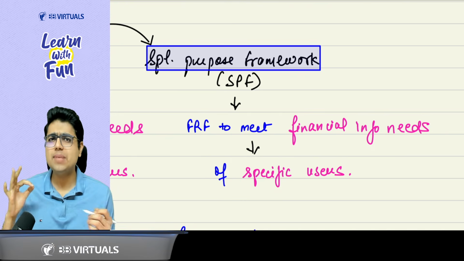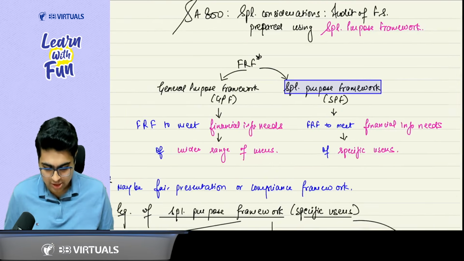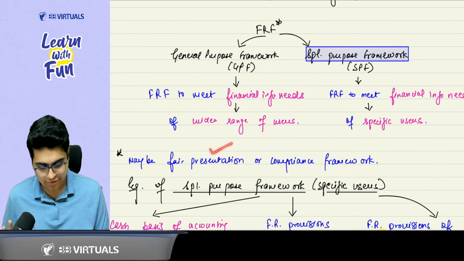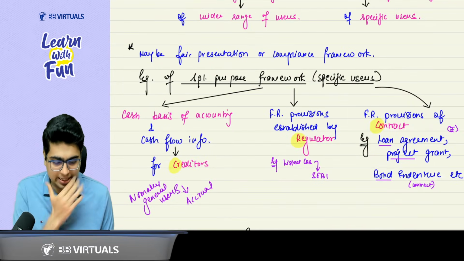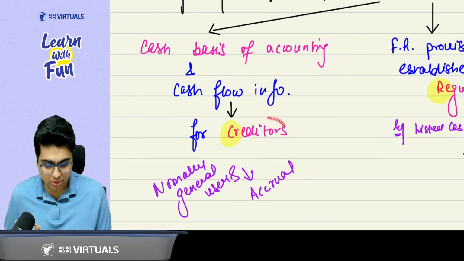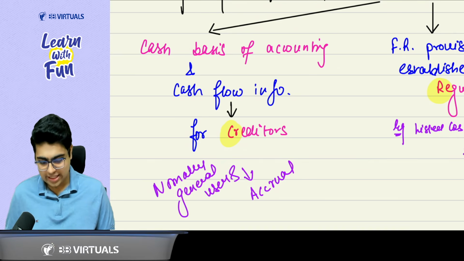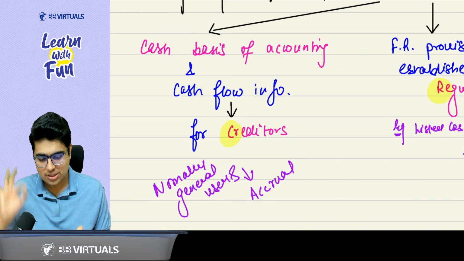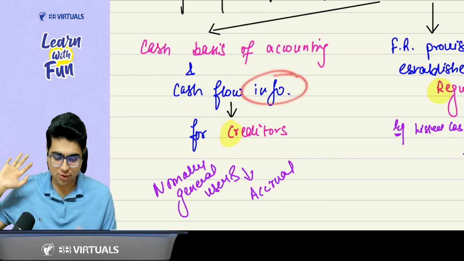Now sir, what can be the examples of special purpose framework? Just hold on, I will discuss that. It says this FRF, that is the financial reporting framework, can be fair presentation or compliance. Now coming to the examples of special purpose framework, that means financial statements for some specific users. First of all, let's talk about creditors. Creditors are interested in your cash flow position. Generally you prepare the financial statements on accrual basis, but especially for creditors, you will follow the cash basis of accounting. And creditors are interested in your cash flow information.